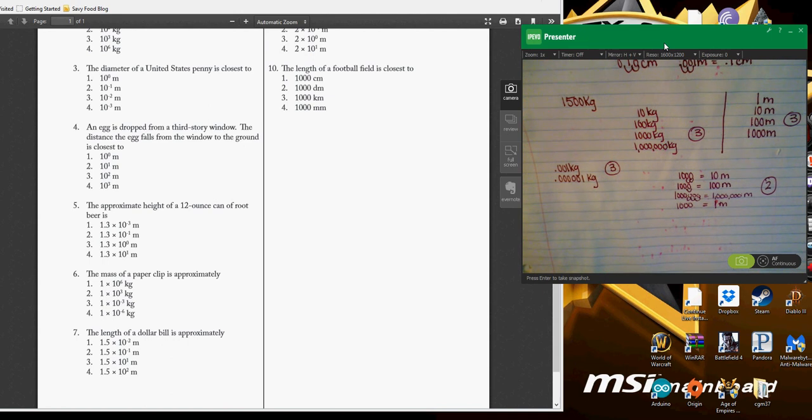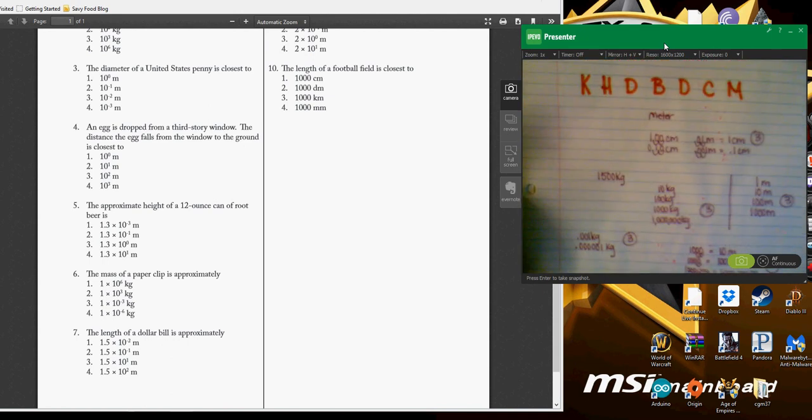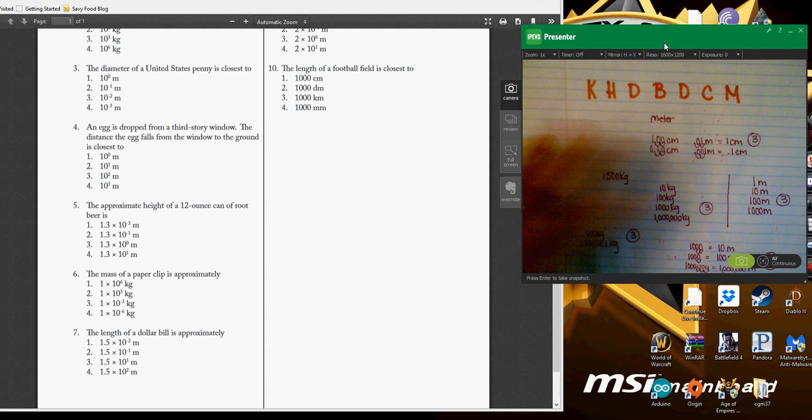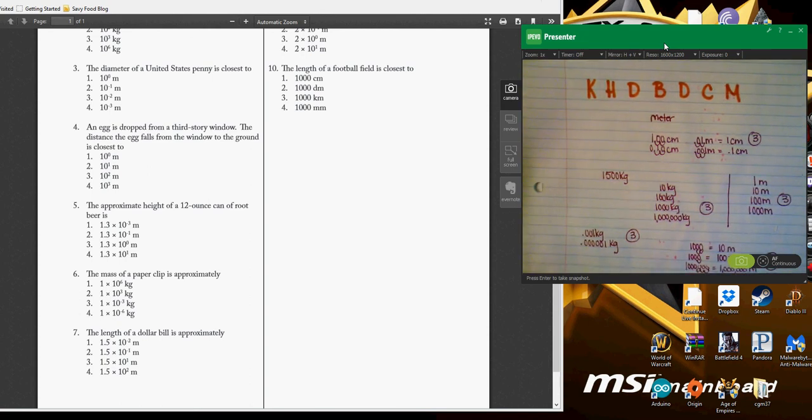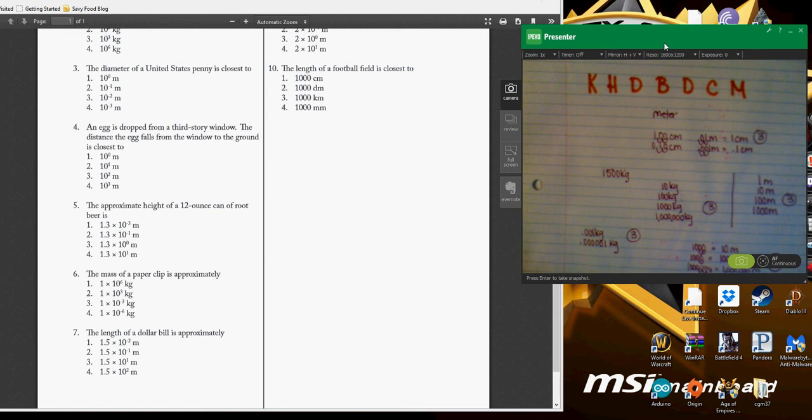Okay, so these are estimations. You have to know the metric scale. You have to be able to do the conversions. Please make sure that if you have any questions on how to do any of these, you ask them anytime during class.